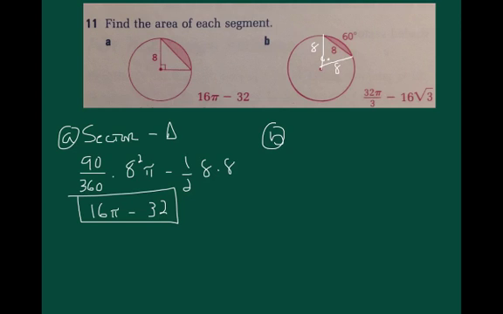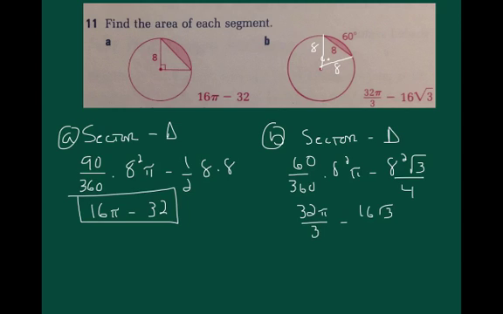So to find the area of the segment, I'm going to take the area of the sector minus the area of the triangle. The area of the sector, of course, will be 60 over 360 times 8 squared pi minus the area of the triangle. And I'm going to use the formula we developed for the area of a regular triangle, which is 8 squared root 3 over 4. If I simplify this, I get 32 pi over 3 minus 16 root 3. Okay, let's take a look at one more, or I should say a couple more problems.